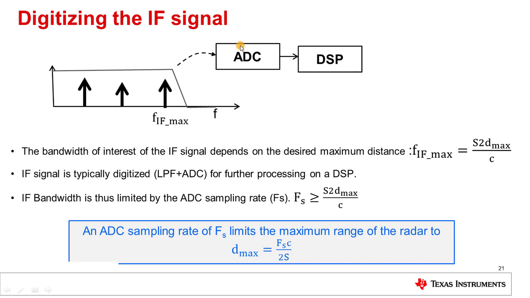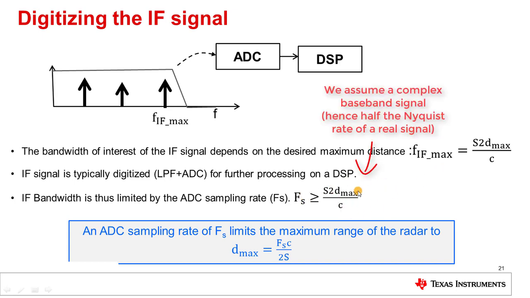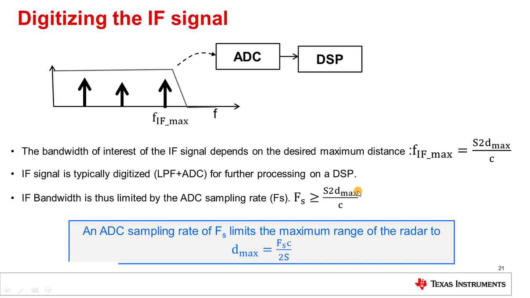Whenever we are digitizing a signal, we need to first know what is the bandwidth of interest so that the low-pass filter and the ADC sampling rate can be appropriately set. So let's say we are interested in objects from 0 to a maximum distance of, say, Dmax. The maximum frequency of the IF signal is then going to be S times 2 Dmax by C, and correspondingly the bandwidth of interest is going to be from 0 to this maximum IF frequency, which means that the low-pass filter should have a cutoff frequency which is beyond this FIF max, and also the ADC should have a sampling rate which is greater than the same value. So you can see here that the maximum sampling rate of the ADC can limit the maximum distance that the radar can see.